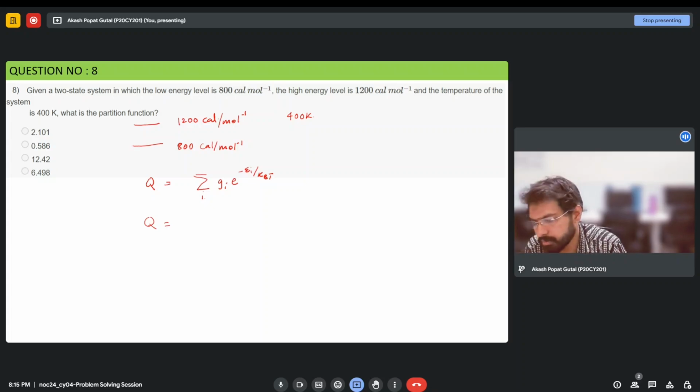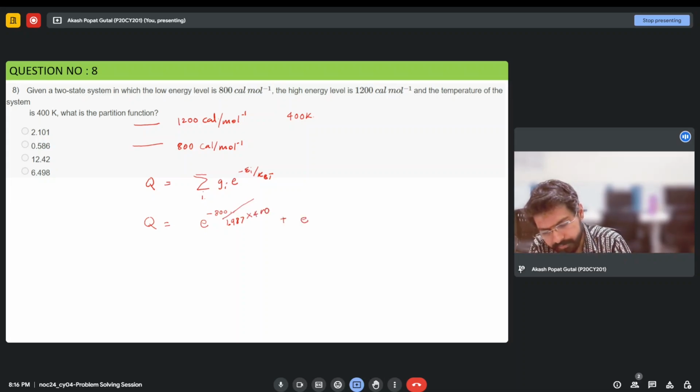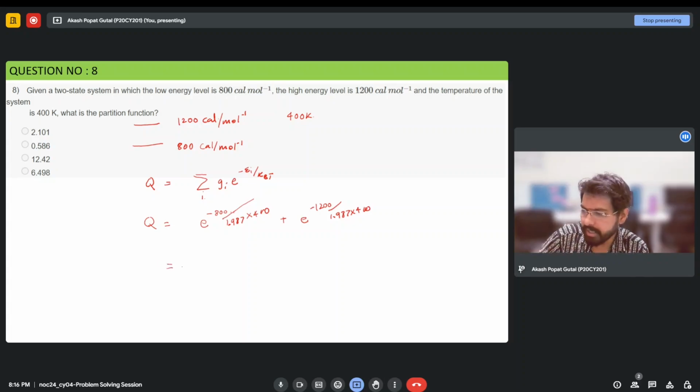The degeneracy is 1 for both the energy levels, and e raised to minus the first energy, 800 calorie per mole, divided by kBT. If we convert kBT into calorie per mole, that turns out to be 1.987 into the temperature, 400, plus e raised to minus 1200 divided by 1.987 into 400. We calculate it and get the answer.